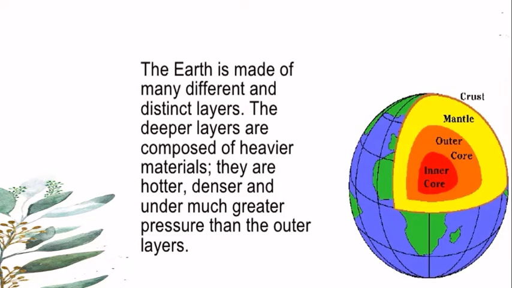Now I will discuss the layers of the earth one by one. It is very difficult to collect actual information about the interior structure of the earth and its various layers. The earth is made of many different and distinct layers. The deeper layers, the inner core and outer core, are composed of heavier materials, and they are hotter, denser, and under much greater pressure than the outer layers, which are composed of lighter materials.